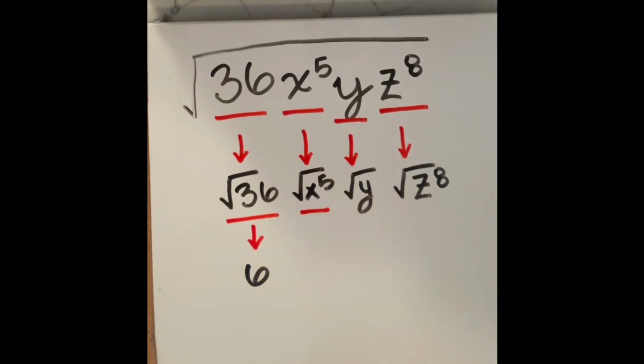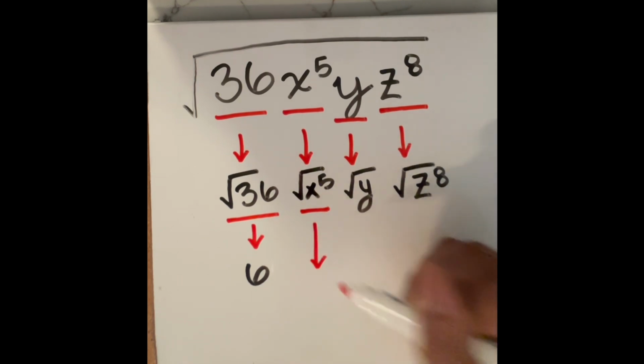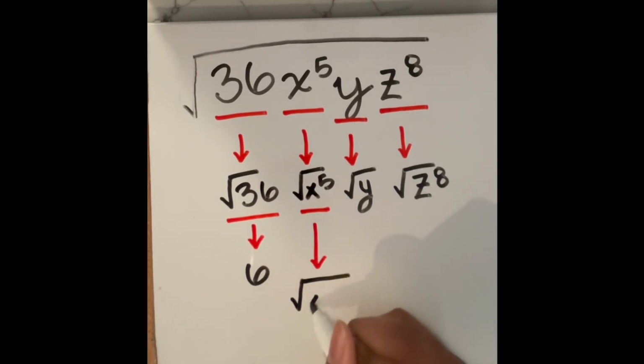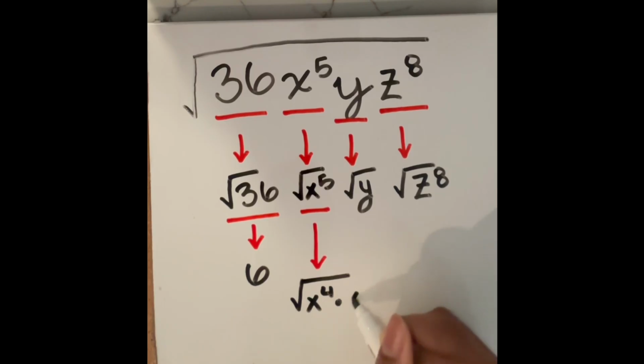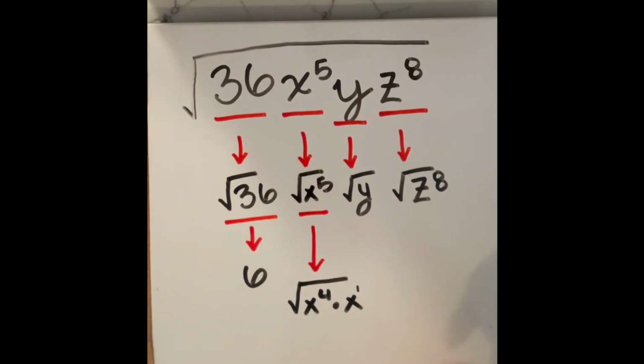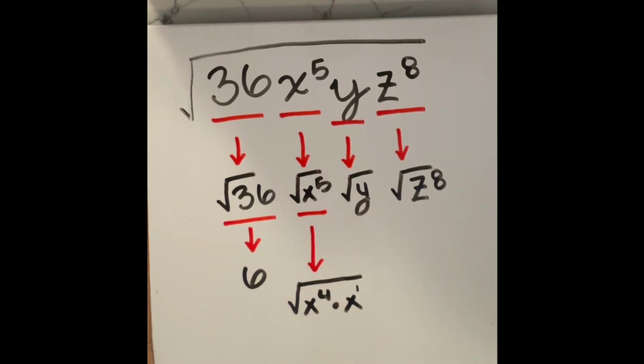Now we're going to move on to this term. We have the square root of x raised to the power of 5. So what we're going to do is rewrite this as the square root of x raised to the power of 4 times the square root of x. And you can include that 1, or you can just imagine it's there. You don't have to necessarily write that in if you don't want to. We actually made a lesson about all of our exponent rules, so you can definitely go check that out. I'll leave that in the description box below.